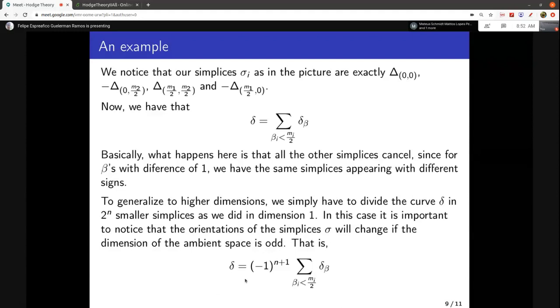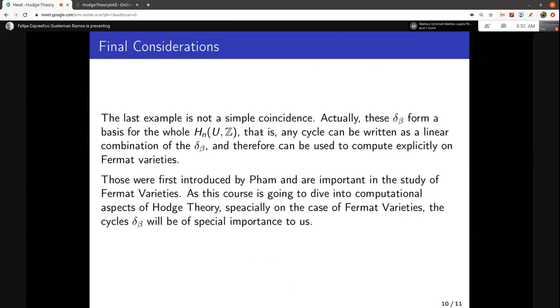And actually what we did here is to express a cycle as a combination of our delta betas. And this is actually general. These delta betas will form a basis for the whole Hn. So any cycle can be written as a linear combination of delta betas. And so these delta betas can be used to compute on Fermat varieties.